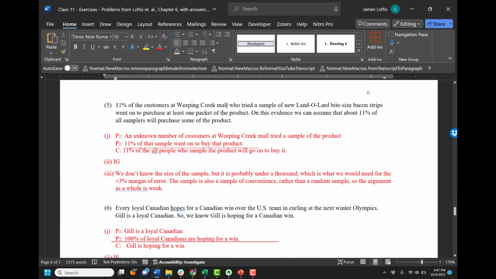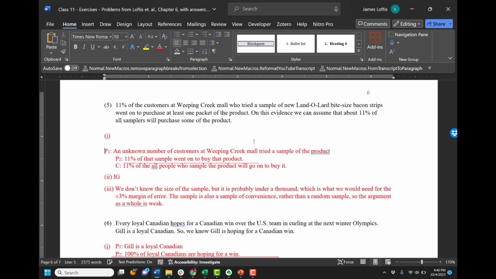11% of the customers at the Weeping Creek Mall who tried a sample of the new Lando Lard bite-sized bacon strips went on to buy at least one packet of the product. And then we draw a generalization about all samplers. So actually, let me rewrite this in the form. Right now it's got 2 premises. Let's write this with 1 premise to make it absolutely clear that this is a generalization.